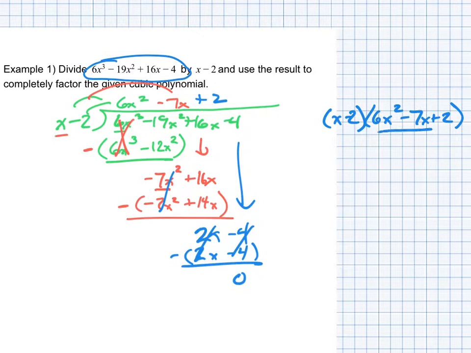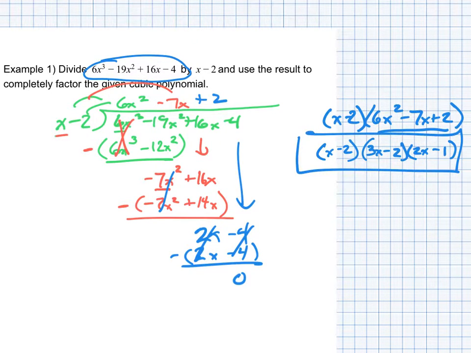We now have a quadratic that we can put into factored form. This factors with a 3x and a 2x, a 2 and a 1, minus 2, minus 1, and we have a polynomial in factored form that we could not have otherwise done using traditional factoring methods.